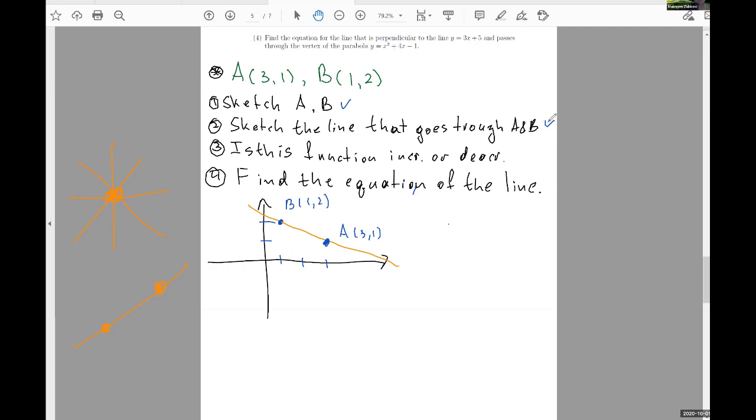So is this function increasing or decreasing? And I guess you can see from the graph, as soon as you got the graph, that the function is decreasing. And please let me know if you have any questions. So the function is decreasing, so check.